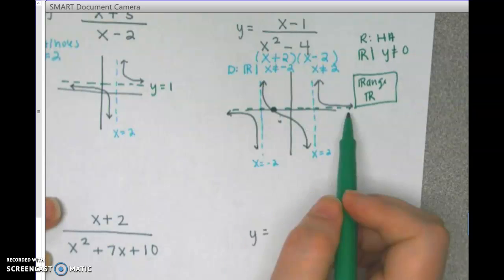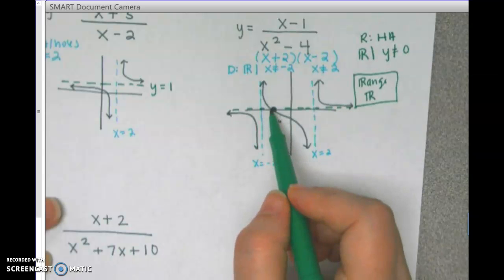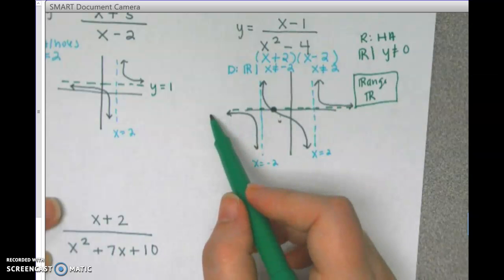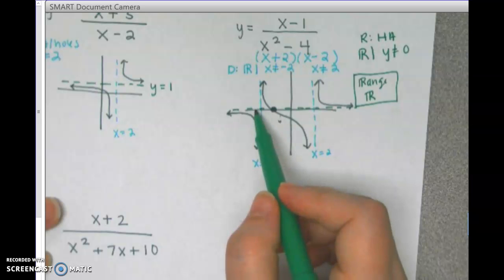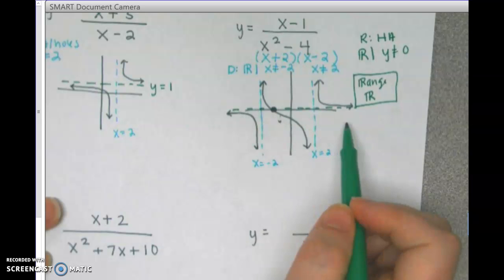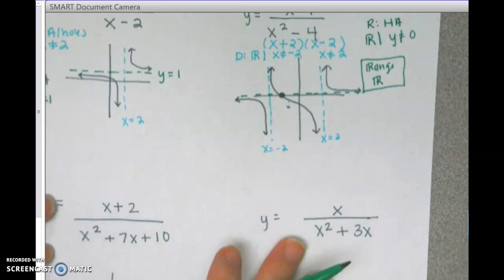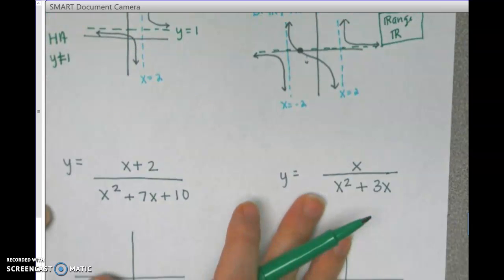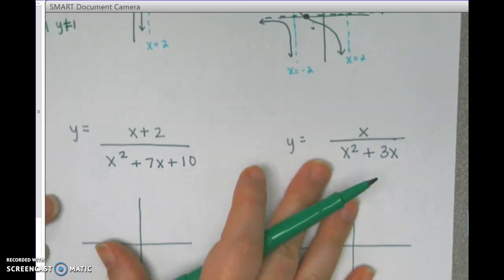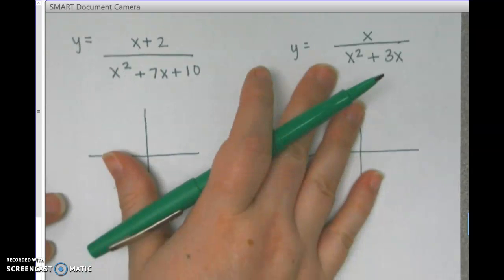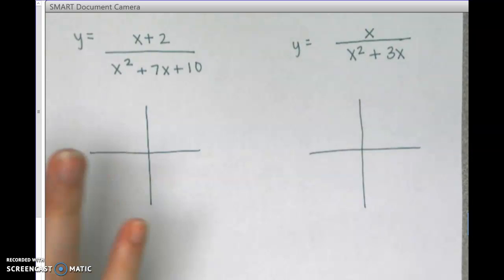The reason why we're still including that number is that the horizontal asymptote really has to do with what is happening with your end behavior. It really has a lot more to do with the arrow to the left and the arrow to the right than it does anything in the middle. All right, so let's try the next one. I'm going to factor my denominator.